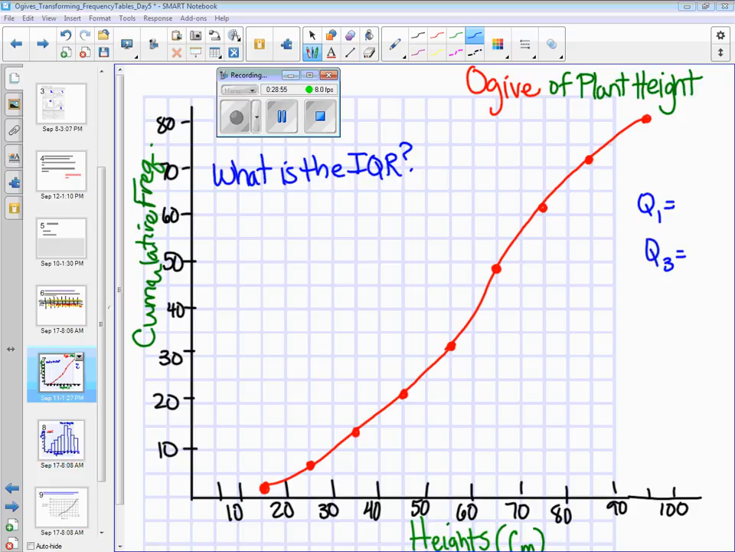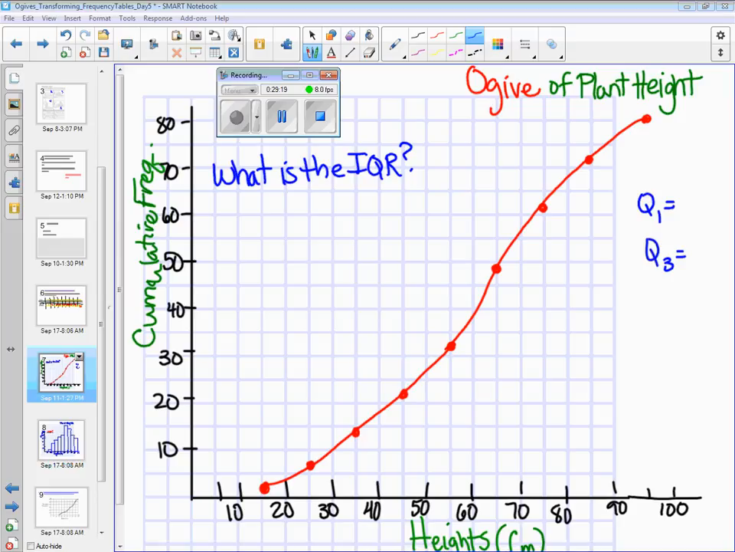So let's find the 25th percentile. Here's where you need a calculator. Maybe you can do it in your head. 25% of what? 80. Perfect. There are 80 plants. What's 25% of 80? 0.25 times 80 is 20.